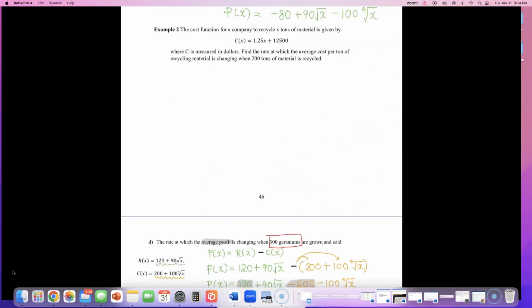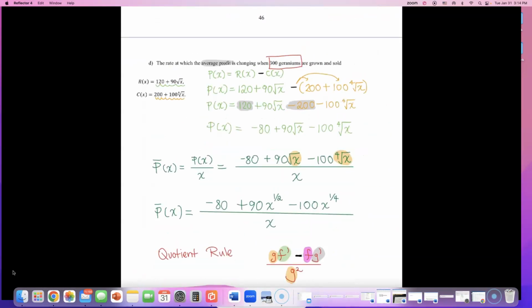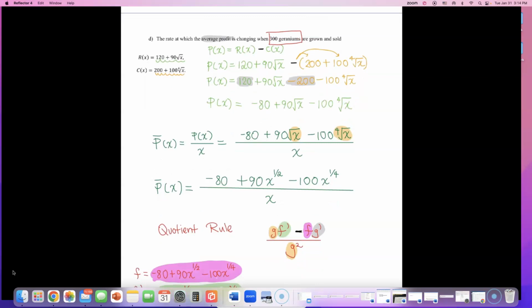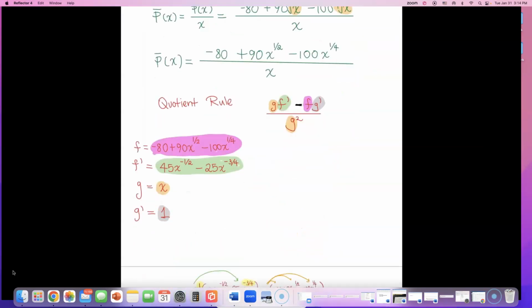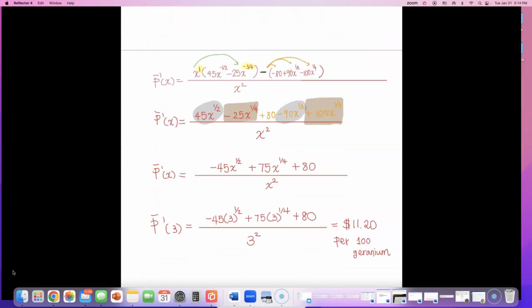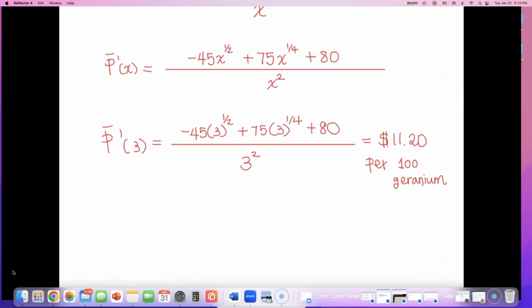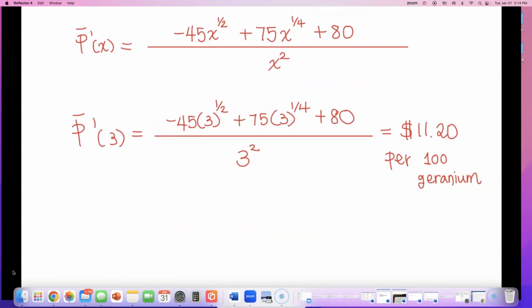So that last part, part D, was a monster. Like we had to subtract to find the profit function, divide by x to make it the average profit function, take the derivative of that using the quotient rule, and then finally plug in the 3 to get the final answer. So wow, that was interesting, but this is a good example of an application of the quotient rule.